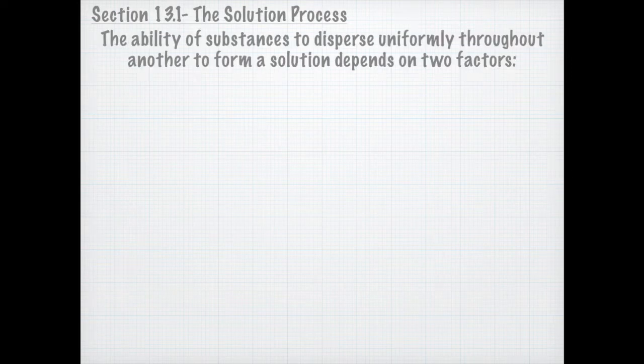In this unit, we're going to be studying solutions, but in order to properly understand solutions, we need to understand why they form in the first place. So the ability of substances to disperse uniformly throughout another to form a solution depends on two factors.